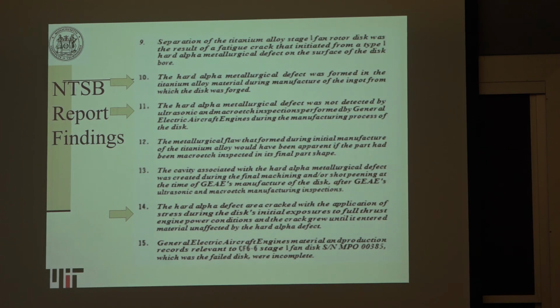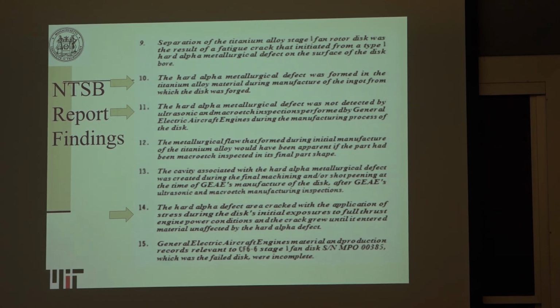The macro etch should have been done after those machining operations, and that's why it was missed, because of when they did the macro etch, not the process of the macro etch itself. The other key thing is that liquid penetrant was performed only 760 cycles before the catastrophic failure, and they allowed it to go in even though they noticed discoloration on the liquid penetrant.